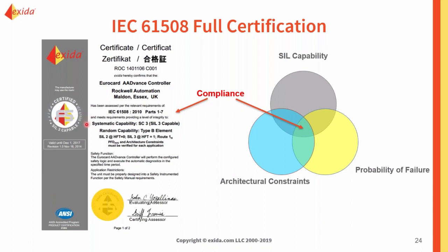But the big portion here, big and bold, is that systematic capability. Right up here, this whole circle, that SIL 3 capable on this cert, for example. It also talks about architectural constraints and probability of failure on demand on the cert as well.